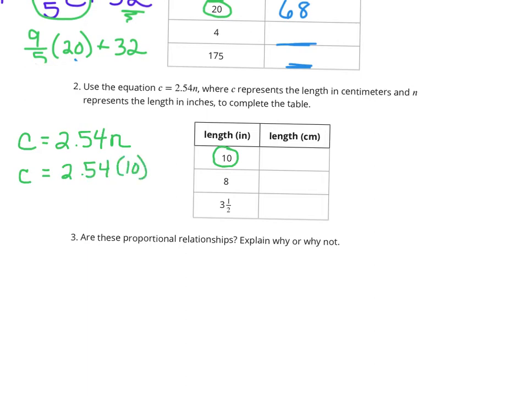We multiply. I know how to multiply by 10. I move that decimal point over. That would be 25.4 centimeters. And then we'll do the same thing for when n is 8, 2.54 times 8. And then the same thing for when n is 3.5, 2.54 times 3.5.